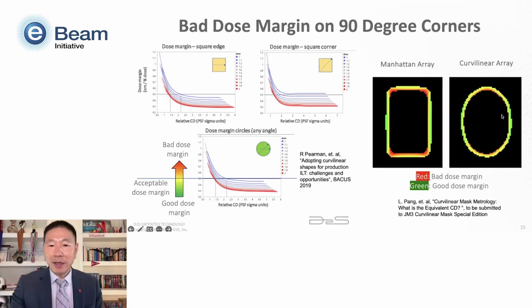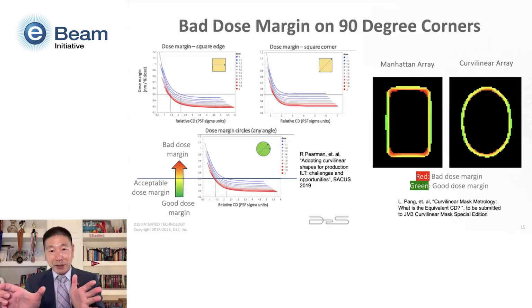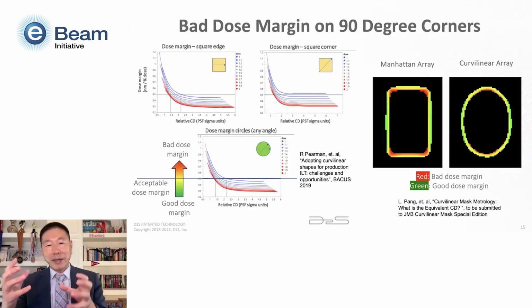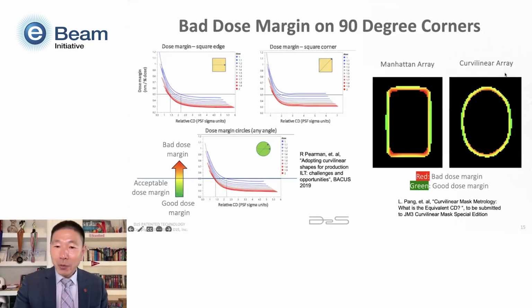It's a similar concept. Basically, when you change the dose by a certain amount, you want to look at the pattern change, right? If the pattern change is large, that means it's a bad dose margin. So here we can calculate the dose margin and use a pseudo color to represent it. The red is a bad dose margin. The green is a good dose margin. And you can clearly see for those 90-degree corners, the dose margin is actually worse than in those smooth regions.